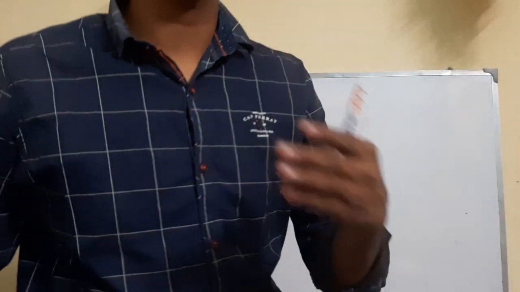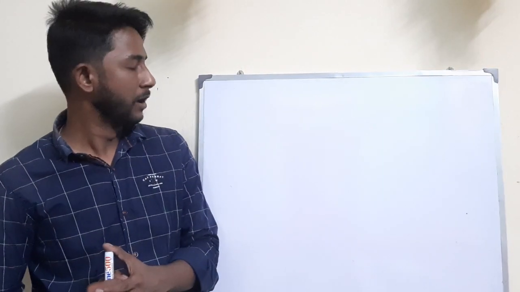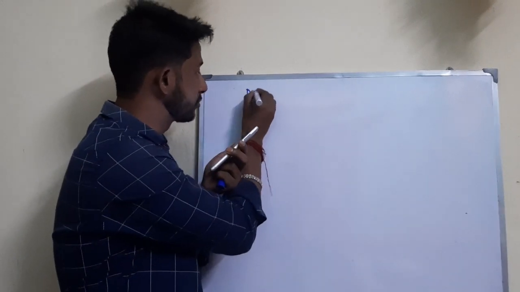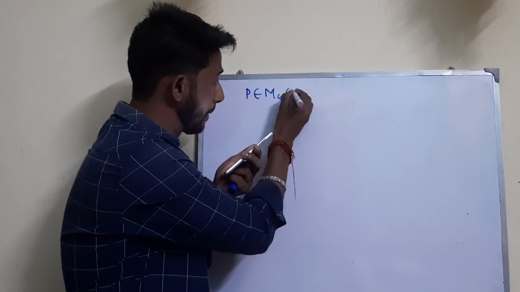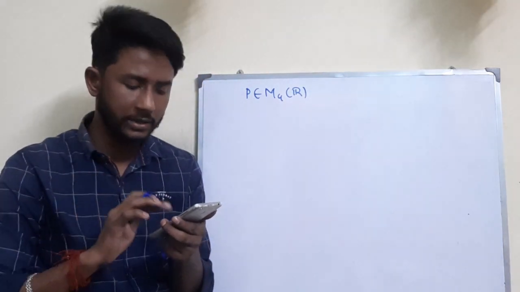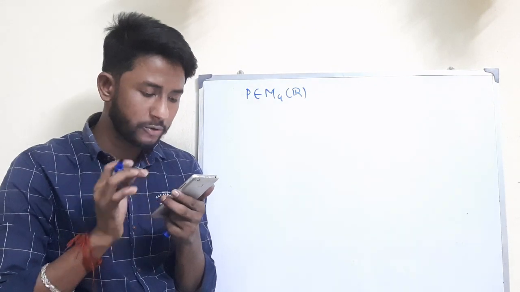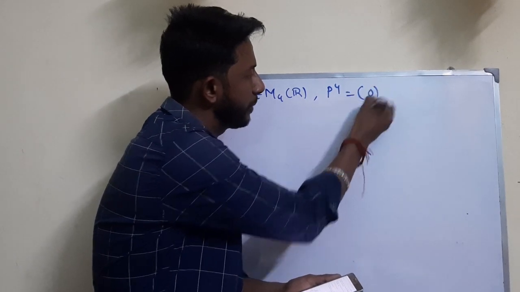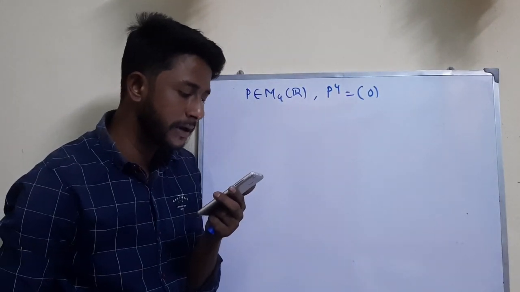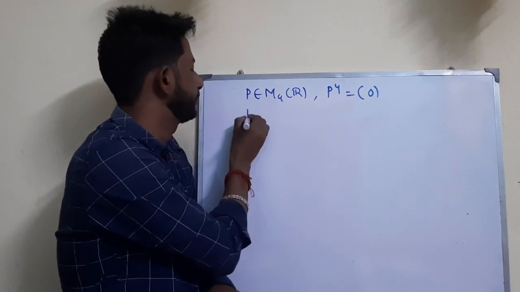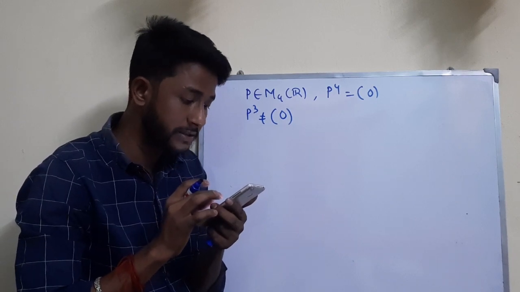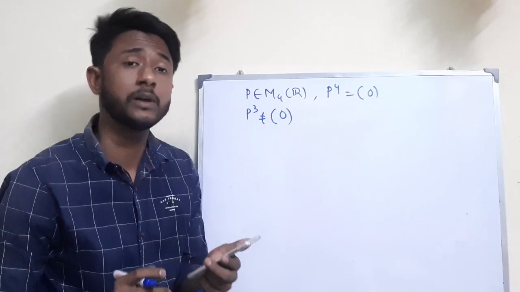The next question which they have asked from linear algebra is question number 16. Question number 16 says that P belongs to M4(R), that is, P is a 4 cross 4 matrix with real entries, such that P to the power 4 is a 0 matrix, and P cube is a non-zero matrix, P cube is not equal to the 0 matrix. Now, which of the following options is false? So we have to find out the wrong option.